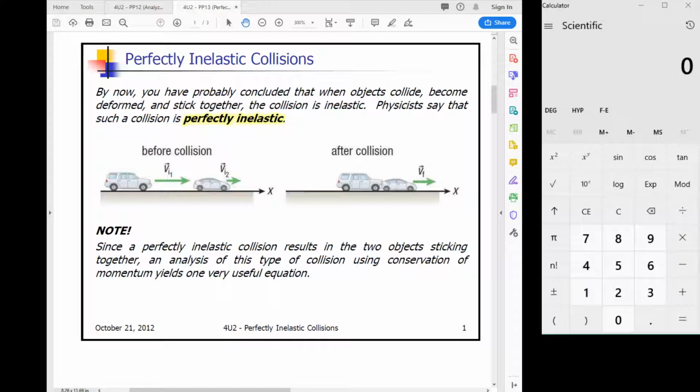So you know that when we have a perfectly inelastic collision, we have two objects that kind of stick together. A collision with these two vehicles that you see here is an example. There's two initial velocities before, a VI1 and a VI2. And then afterwards there's just a VF, a final velocity after that collision when the objects stick together.